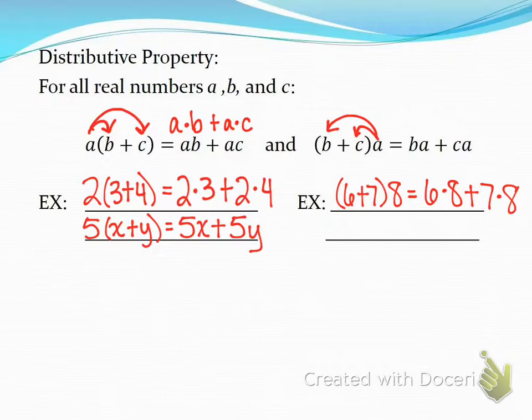Again, we could involve variables with this. So we could have (m plus n) multiplied by p. They could all be variables. In this case, we're going to take m times what? Times p plus what else? N times p. So whatever it is that was outside of the parentheses is getting multiplied in. If you like drawing the little arrows to help you remember what to do, that's fine by me.